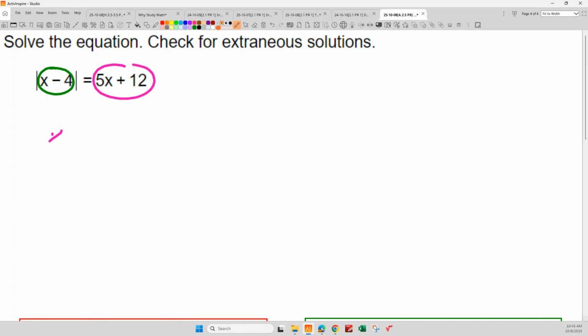So x minus 4, I'll get you started. X minus 4 equals what? Okay, well, do the easy one first. X minus 4 equals positive whatever's on the right side. Okay, x minus 4 equals 5x plus 12. What's the second equation going to be? Negative the whole thing, right? Negative the right side.